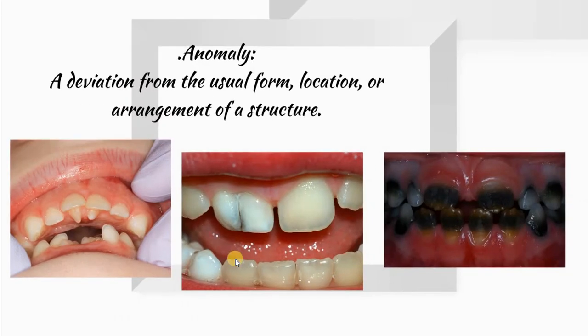The term anomaly is a deviation from the usual form, location, or arrangement of a structure. Here you see the form of the teeth is changed. You have fused teeth, and there are supernumerary teeth, pear-shaped, and this is an abnormal discoloration of the teeth. So any abnormality or deviation from normality, either in form, location, or arrangement, we name it anomaly.